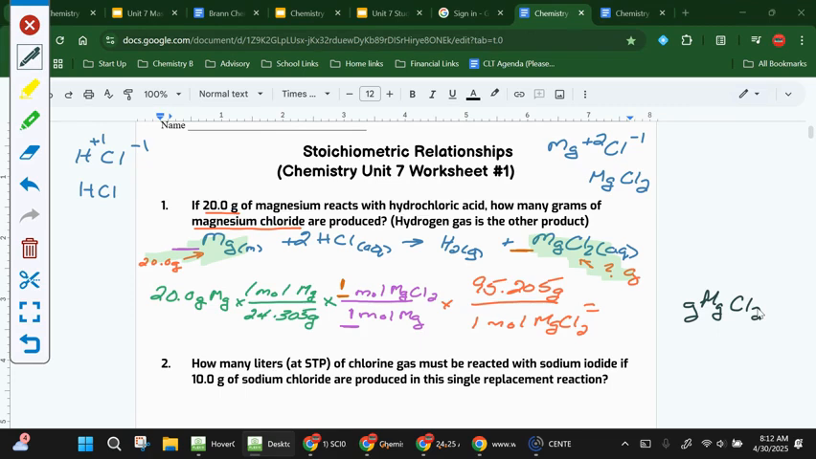Okay. So I need someone to take their calculator. 20 times 95.205 divided by 24.305. Third step: report out in final unit. Someone give me the mass that we would get. 78.3 grams. Questions?